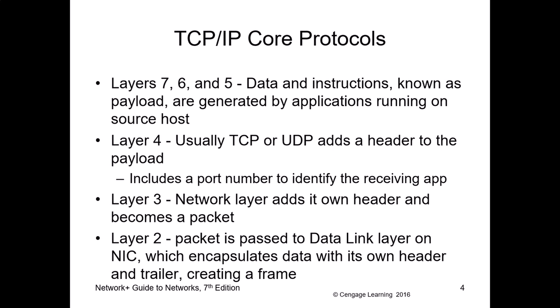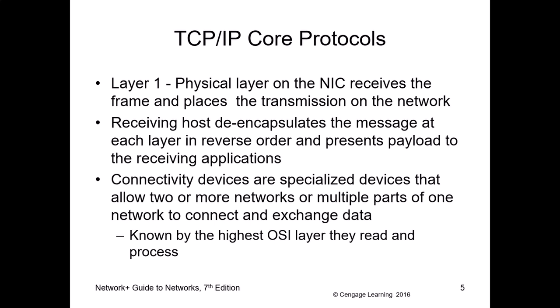Then Layer 4 takes over, where you have TCP and UDP, and they create a segment. That's where your port numbers come in. Layer 3 adds the IP addresses and it becomes a packet. At Layer 2, you take the packet and add the MAC addresses, and it becomes a frame. And then the physical layer is where you actually put the data on the wire.